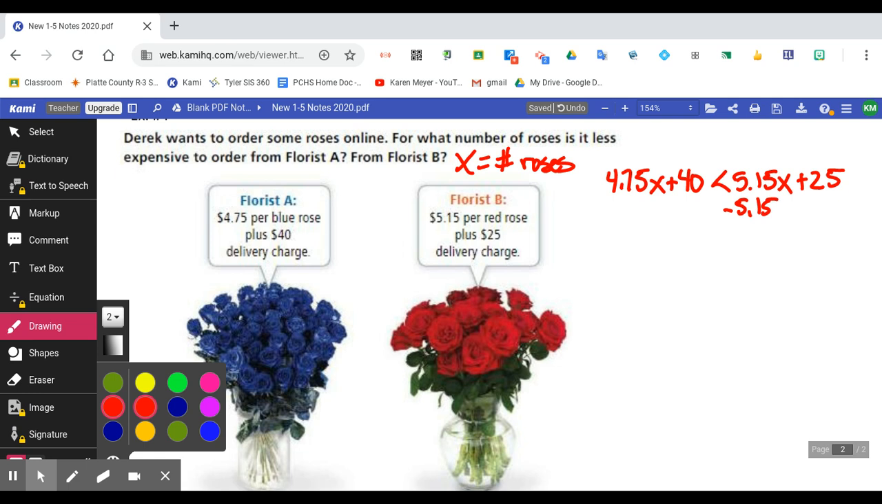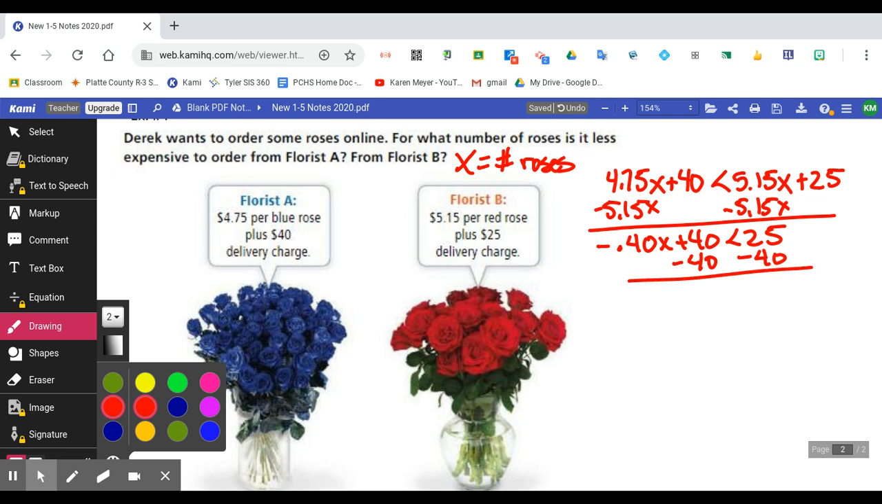So I'm going to subtract $5.15 X on both sides, and I come up with negative 40 cents X plus 40 is less than 25. Now I'm going to subtract 40 on both sides. So negative 40 cents X is less than negative 15. Divide both sides by negative 0.40. And remember, I'm dividing by a negative, so it should flip my inequality. And if I divide that out, I get positive 37.5.